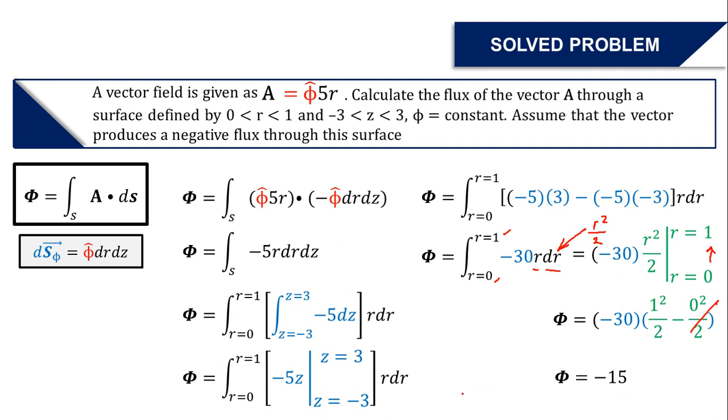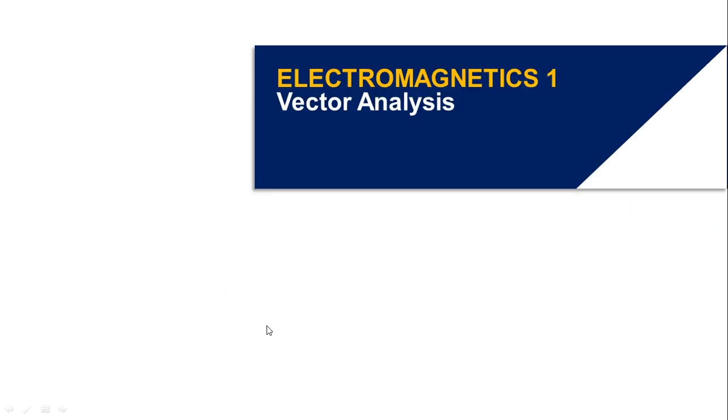So, sabi dito, the vector produces a negative flux through this surface. So, yung sagot natin is tama. Okay? So, that's a good example kung paano natin i-evaluate or paggamit ng mga closed surface integrals.